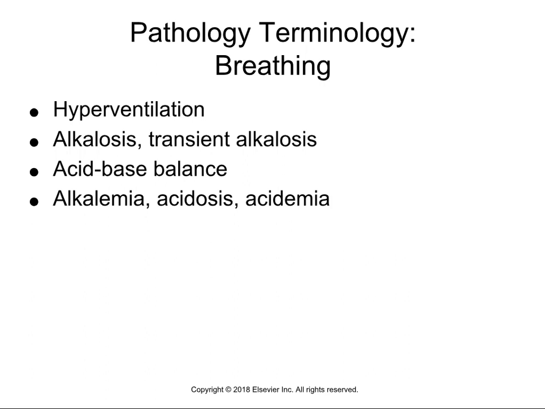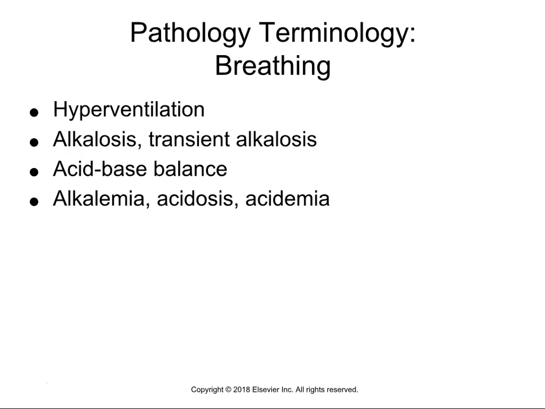So alkalosis is an alkaline condition. Acid-base balance. The state of equilibrium of the blood's pH is called acid-base balance. Now, pH is measured on a scale of 0 to 14, where 7 is neutral, below 7 is acidic, and above 7 is alkaline. Normal pH of body fluids is 7.35 to 7.45. So our body fluids are normally slightly alkaline.